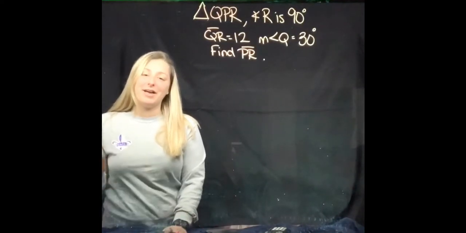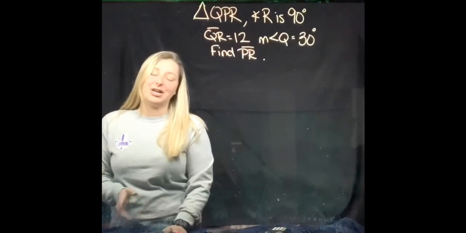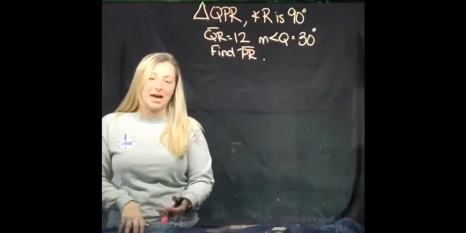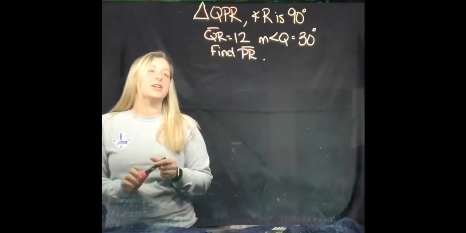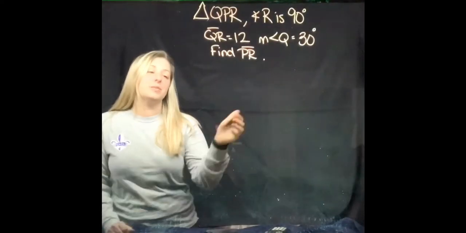So we're going to be talking about how to find a side length or an angle length today using the trig ratios that we set up the other day. So we have this question here, it's triangle QPR. So I'm going to go ahead and sketch that out.